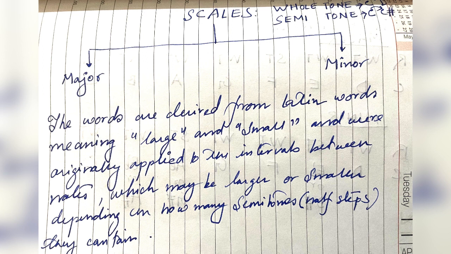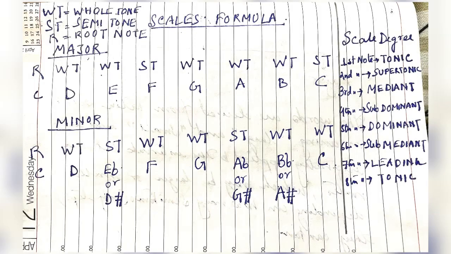Whole tone, taking the regime of the 12 notes, you jump one note and go to the next note. That is the whole tone, and the semitone is just playing the adjacent note. So now this is going to be interesting. We have the scales formula. The concept of whole tone and semitone is clear, I suppose. We would need that to build our scales.